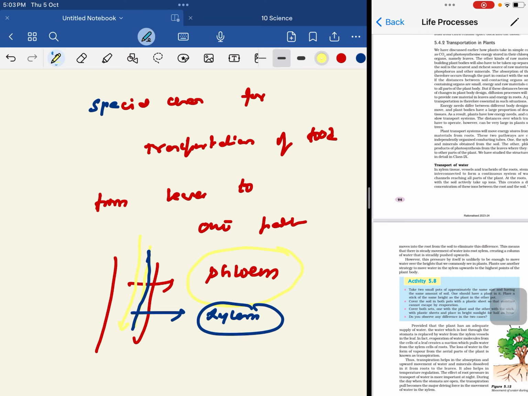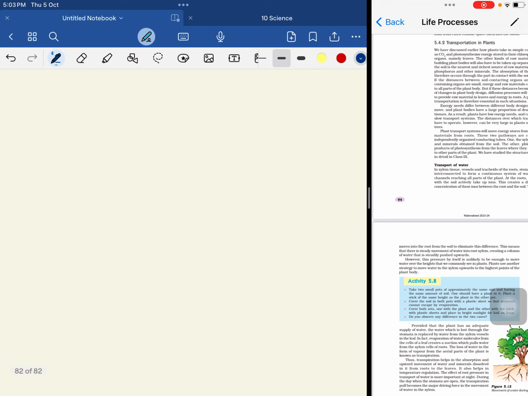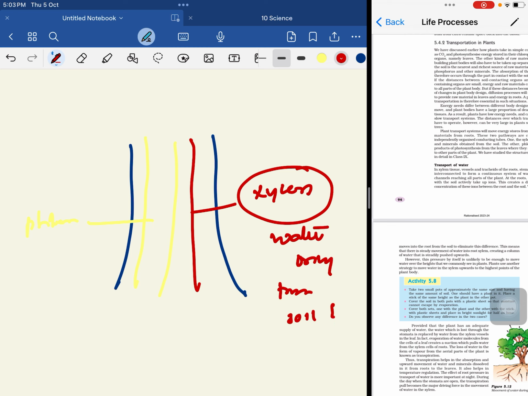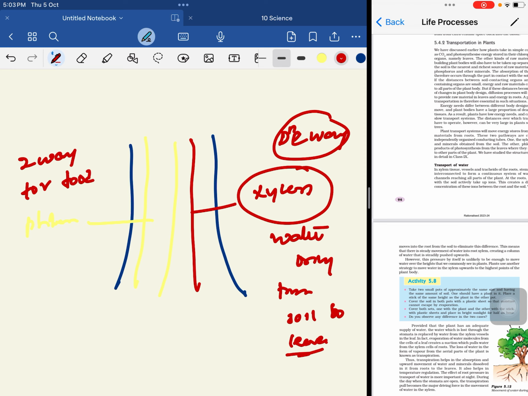So I will draw a phloem for you in one second. This is the center of the tree. This is phloem. This is xylem. Xylem is only for water, from soil to leaves, and xylem is only one way. But phloem is two way for food, both up and down. Phloem is used for food.